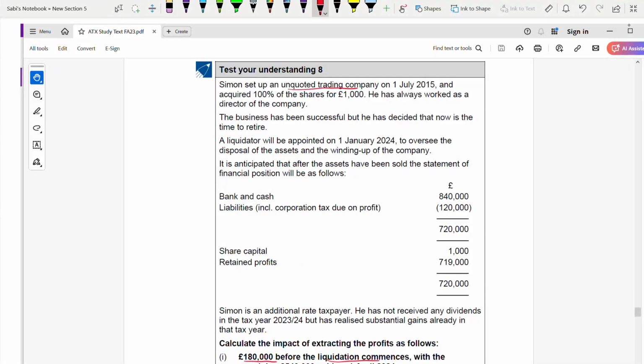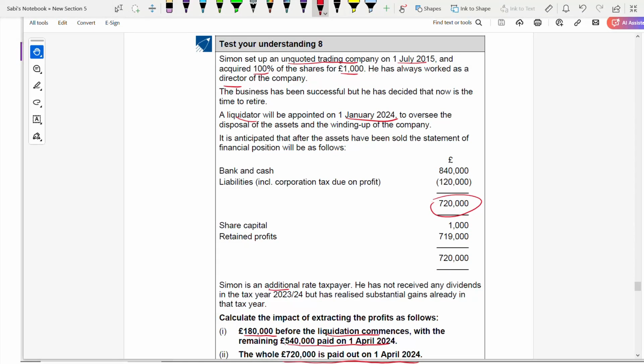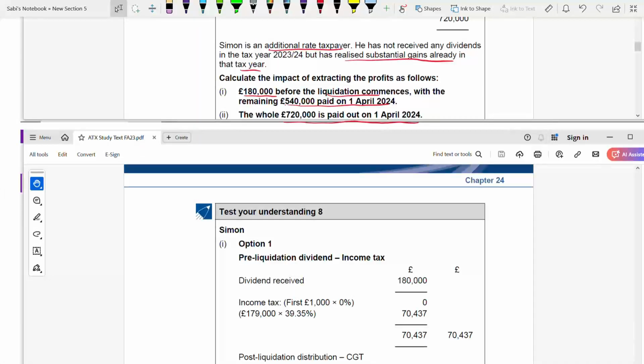Simon is an unquoted trading company on this date, acquired 100% for 1000, always worked as a director, and the liquidator was appointed on 1st of January 2024. So the other assets given are 720 net assets. Simon is an additional rate taxpayer and has realized substantial gains already in that tax year. Now, option 1, pre-liquidation dividend.